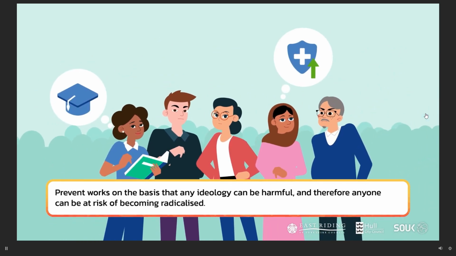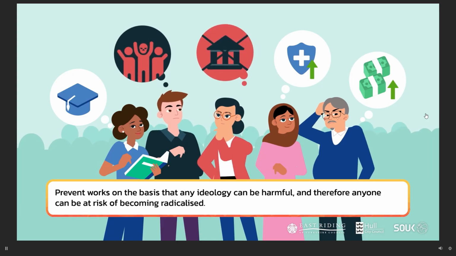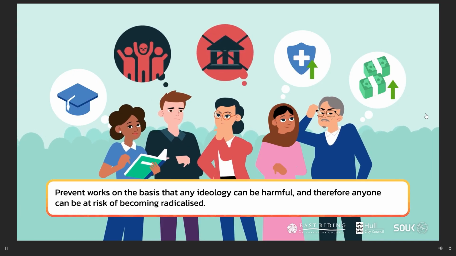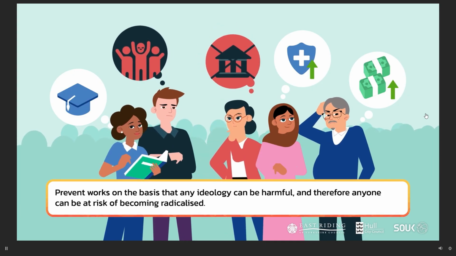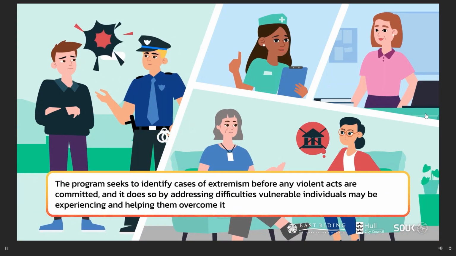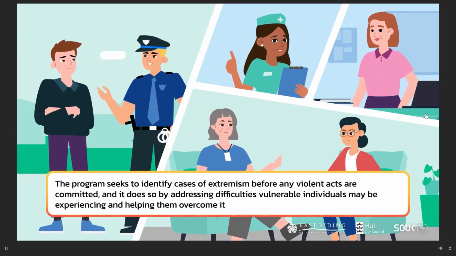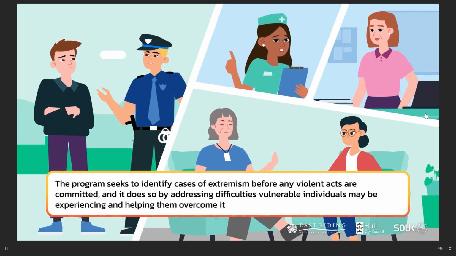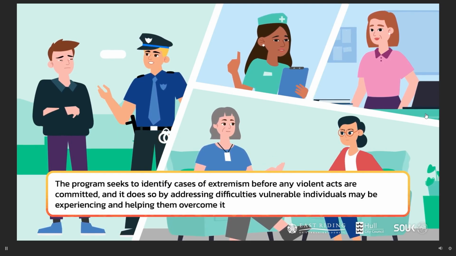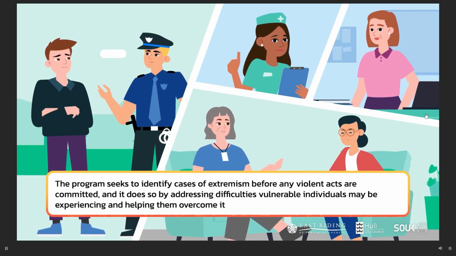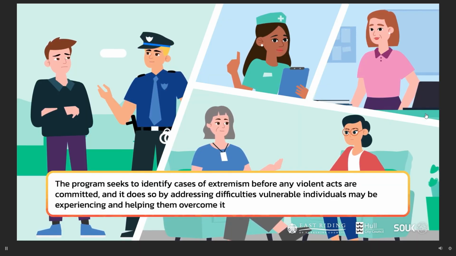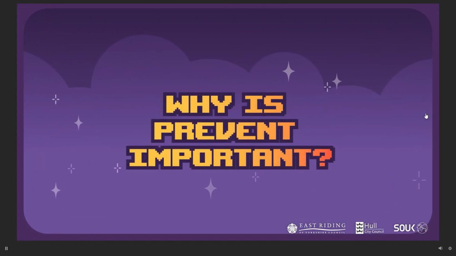Prevent works on the basis that any ideology can be harmful, and therefore anyone can be at risk of becoming radicalised. Probably targeting Muslims. That's interesting. The programme seeks to identify cases of extremism before any violent acts are committed, and it does so by addressing difficulties vulnerable individuals may be experiencing and helping them overcome them. You got a theory? Why is Prevent important for a police officer?